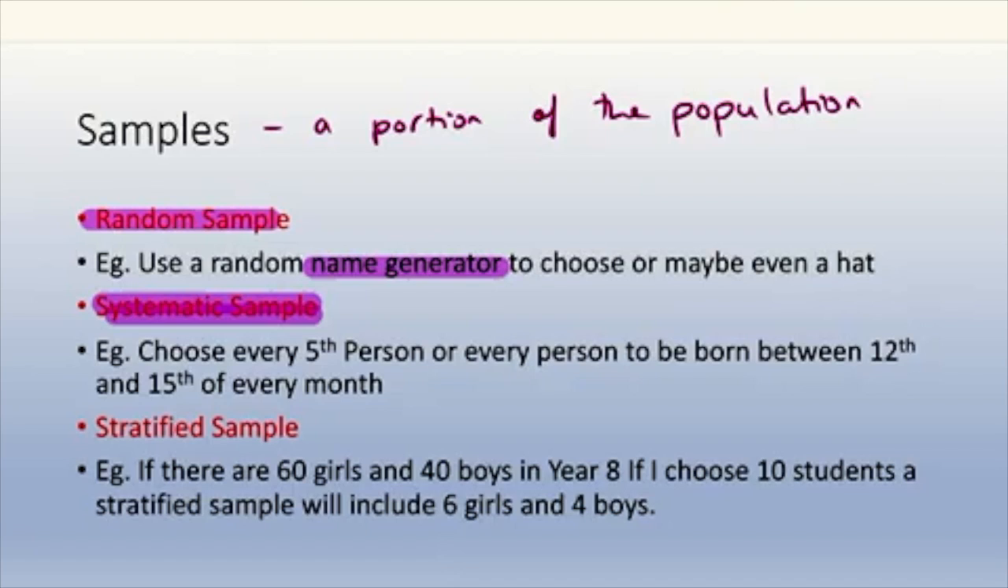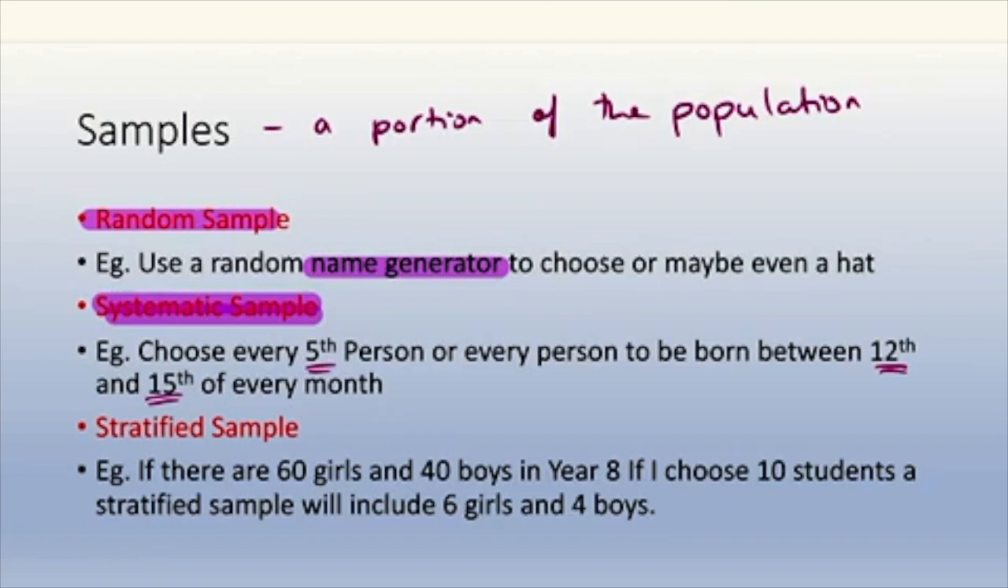So, for example, here we go. You choose every 5th person on the roll, okay? Or every person born between the 12th and the 15th of every month. In actual fact, that's the way that governments have done it in the past, where they've chosen people to go to war. When they've conscripted you, which means that you have to go, they use a system. Because they didn't want to be seen to be biased or choosing sides, they just chose a system. So maybe everyone that was born in November has to go to war. You know, things like that. So there's a system to it.